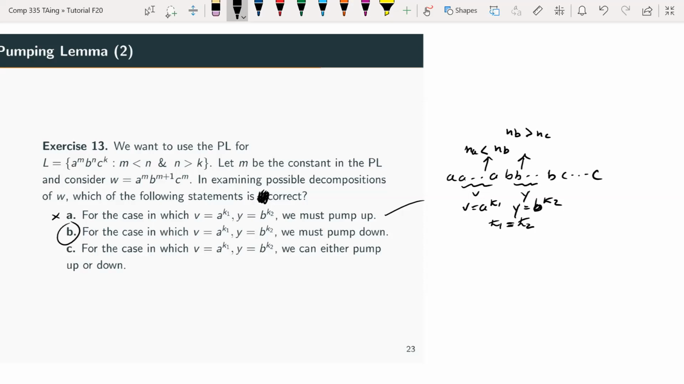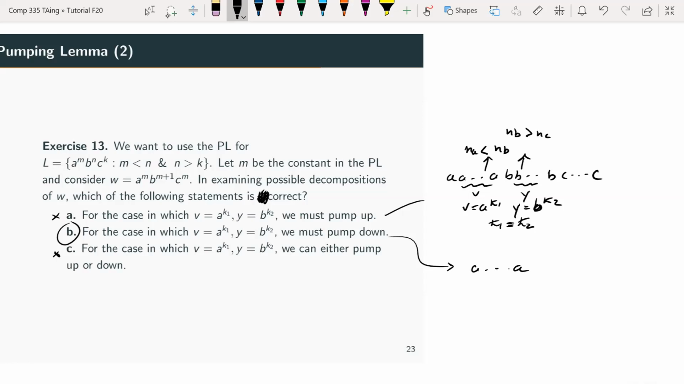Because this is multiple choice, you can use the trick that if A is wrong, then for sure C has to be wrong, because you have to do it one way, right? You can't do it pumping up, so it has to be pumping down. Why does it have to be pumping down?